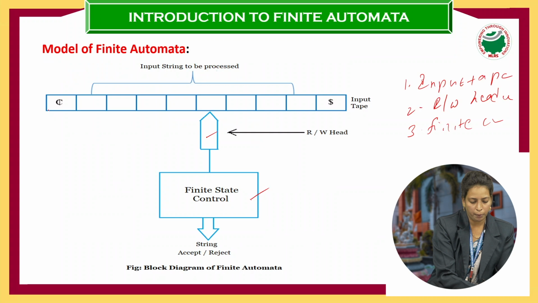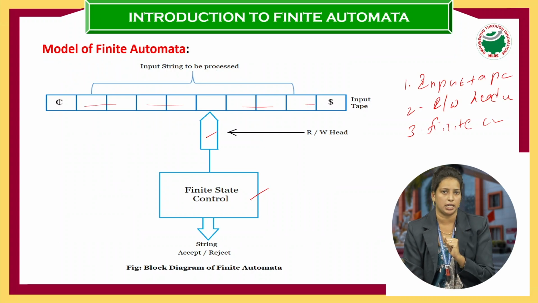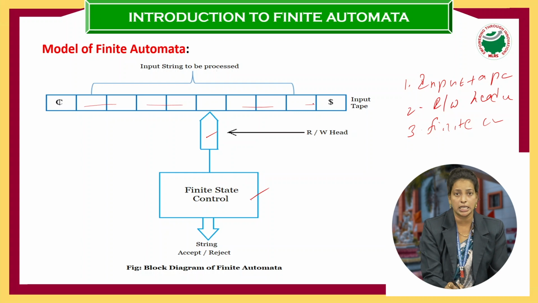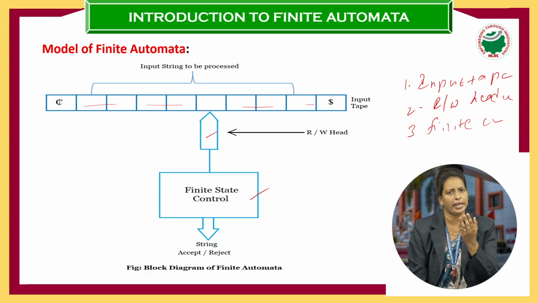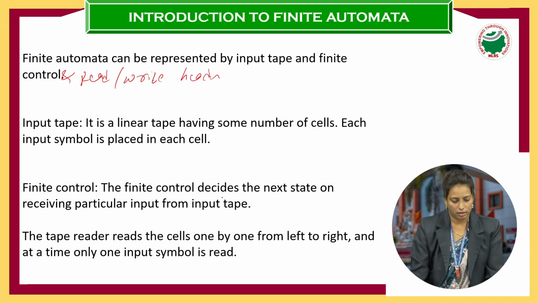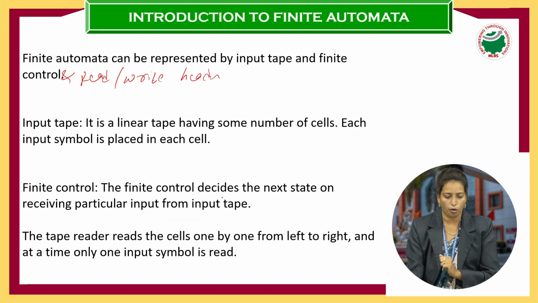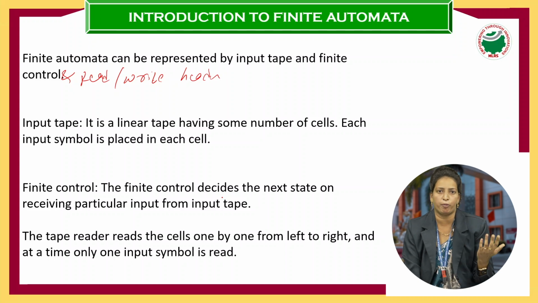First one is the input tape. Here the input tape is divided into a number of cells. Each and every cell is associated with one input symbol like A, B, 0, 1, 2, 3 like that. Okay. Next, the finite control decides the next state on receiving partial input from the input tape.